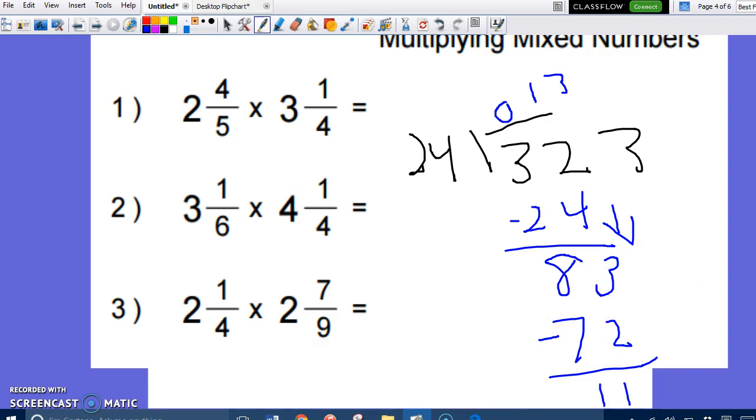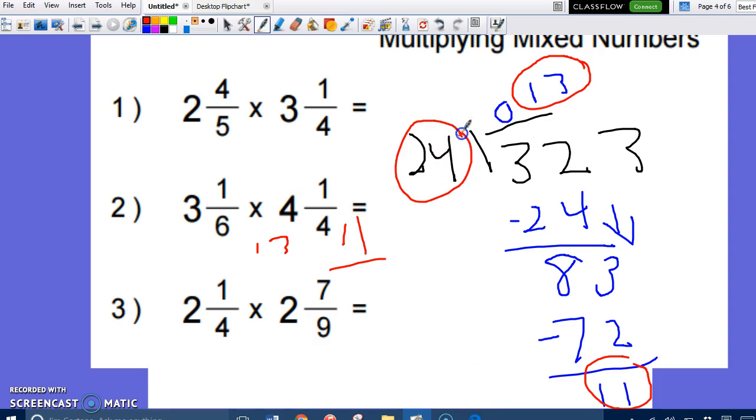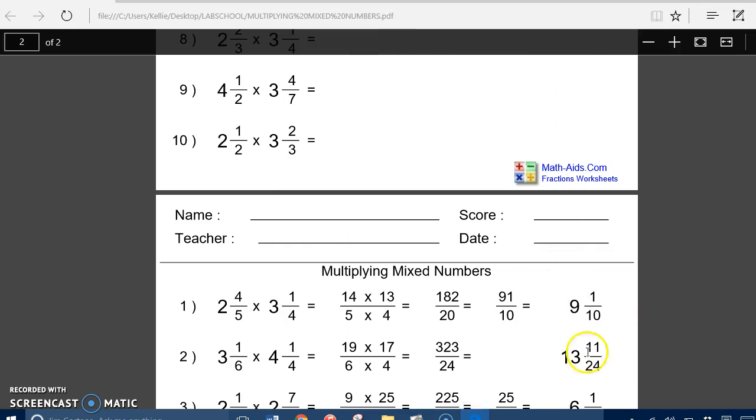So now I should have all my pieces in order to make my mixed number. The number here is your top number. Excuse me, your whole number. The remainder is your numerator. The 24 is your denominator. So I have 13 and 11 over 24. Check that real quick. Aha, 13, 11, 24. So I'm still on the right track.